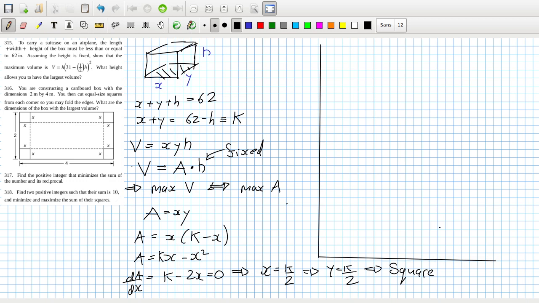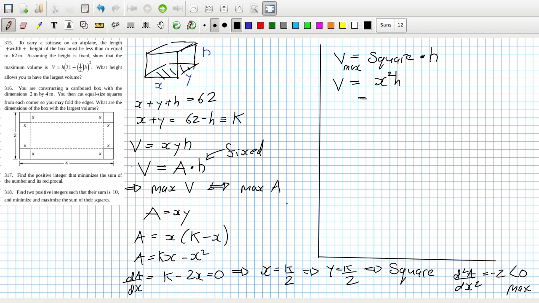Okay, good. And let's just check that's a maximum. d2A/dx squared equals minus 2, which is less than 0, which makes it a maximum. So the base would have to be a square to get the maximum. The square times the height. So that would be what we said earlier, x squared times h.